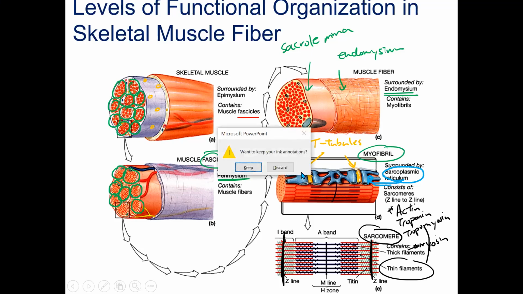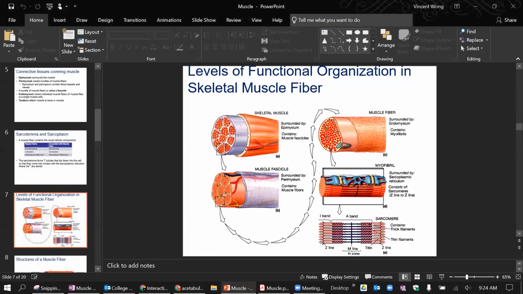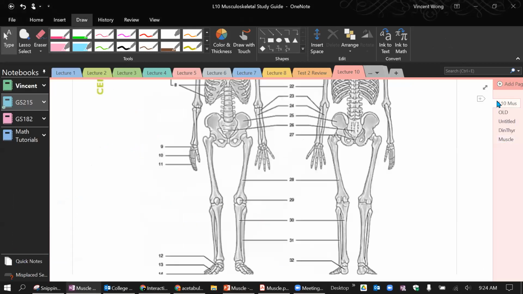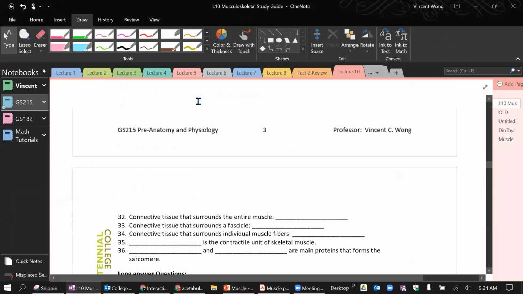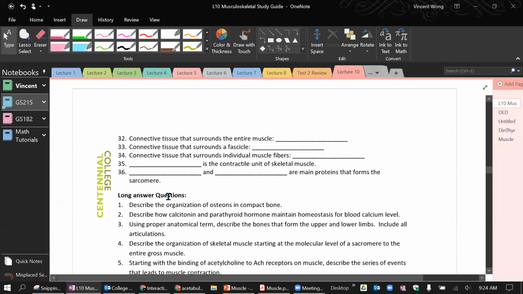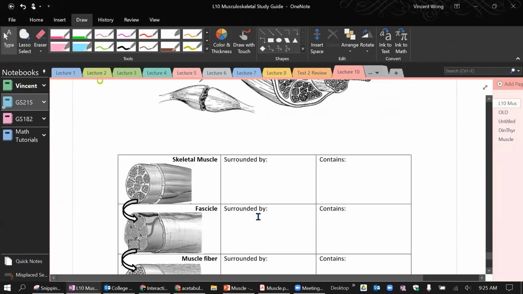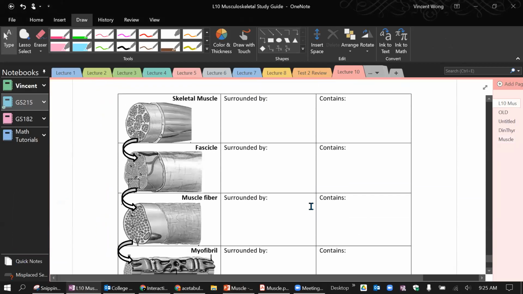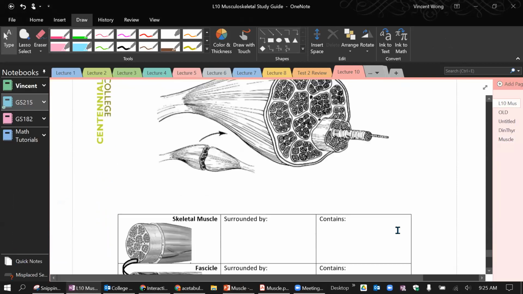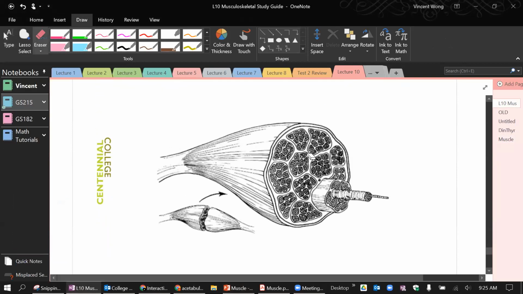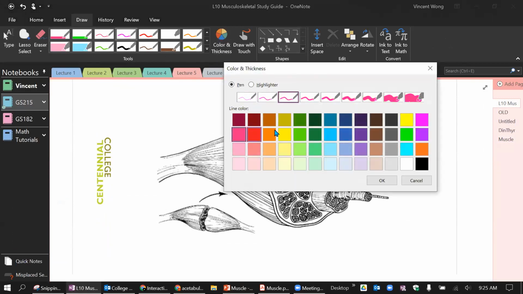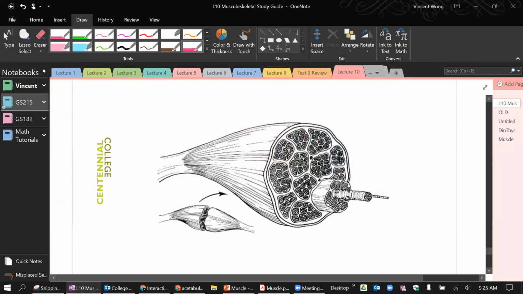All right, so while this is still fresh in our head, let's fill it in on the study guide. I think there was a table for it, probably at the very end. Okay, very end right here. Yep. All right, so let's just fill this in together. And maybe we can label this guy too, to really help you understand. Okay, so first of all, over here.